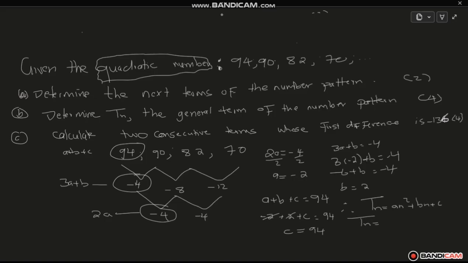Therefore, where there's an a, you substitute the a that you have there, which is negative 2, n squared plus, what is the value of b? It's positive 2. Then c is 94. This is how we answer the second question. Okay, let's now do the first question.